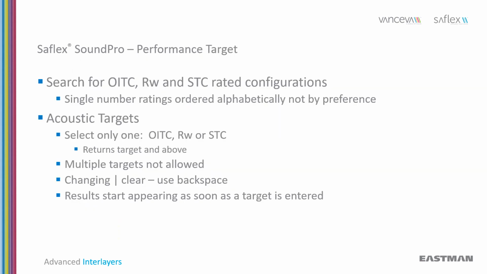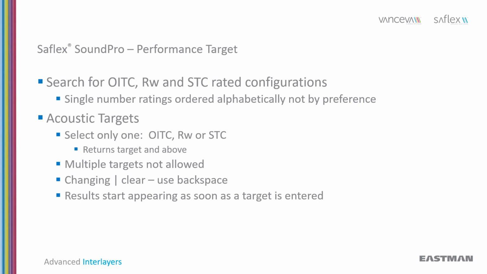So again, in the performance target side, we're searching for OITC, RW, and STC rated configurations. Please note that these single number ratings are ordered alphabetically and not by preference. The acoustic targets, you select only one. You can select only OITC or RW or STC. It returns the target you've selected and then anything in the database that is above that target. Multiple targets are not allowed, and if you need to change or clear, just use the backspace in the system.